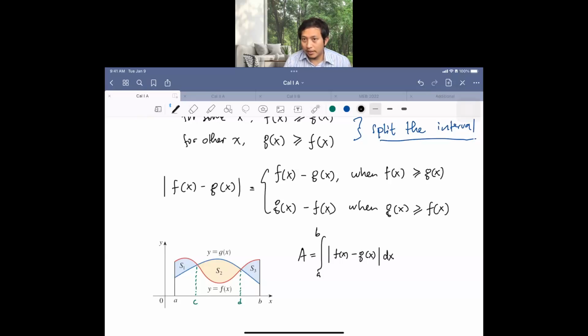So this absolute value means that in some part of the interval, f will be greater than g, but in some other part, probably g will be greater than f. I think one example to show how this happens is through trigonometry. Trigonometric functions have this kind of sinusoidal shape. It has some amplitude, right? So perhaps some part will be negative, some part will be positive.